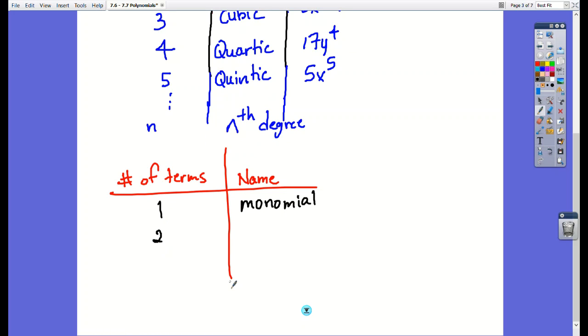If we have 2, this is going to be, what's the prefix for 2? Binomial. There you go. If we have 3, it's going to be? And that's good. We're just going to leave it at that. So anything bigger than 3, so 4 and up, is going to be a polynomial.